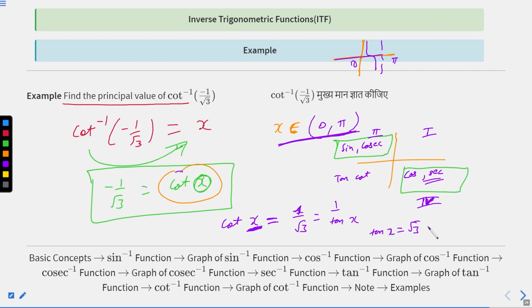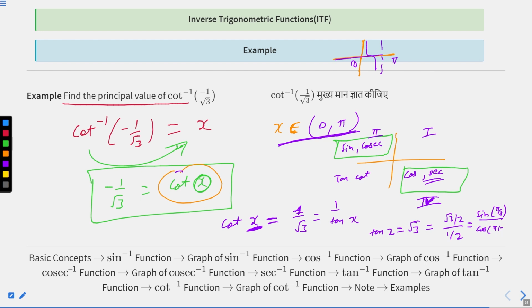This happens when we have root 3 by 2 and 1 by 2. And this happens when sine x is what? Sine x is pi by 3. Yes, sine x is pi by 3 and cos x is also pi by 3.